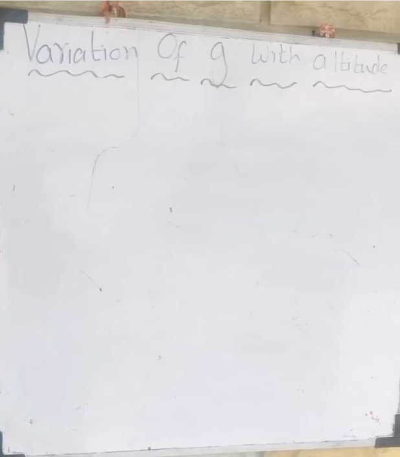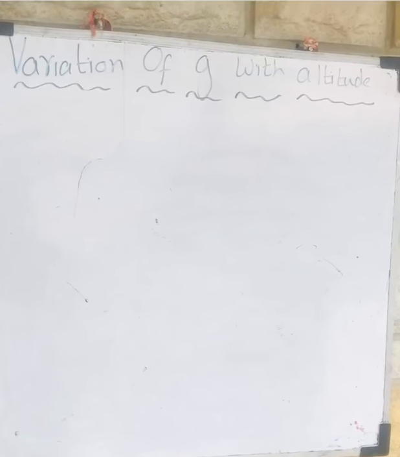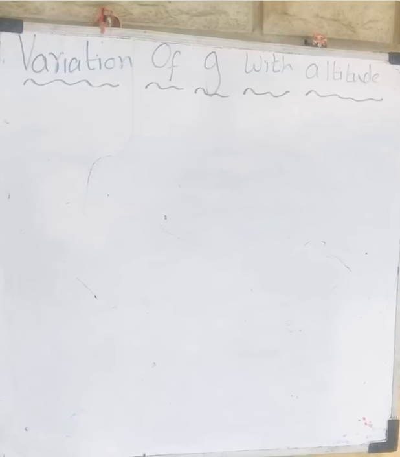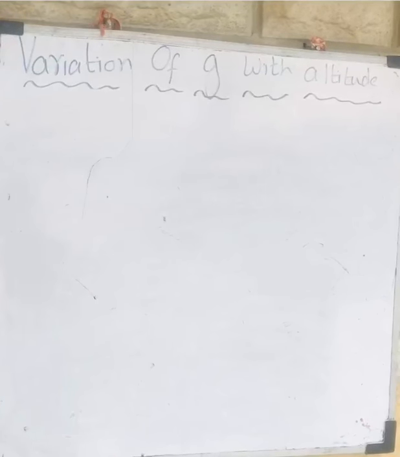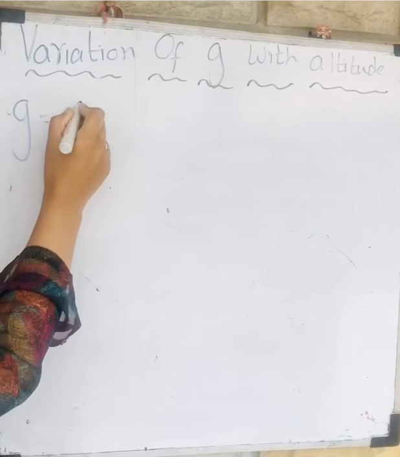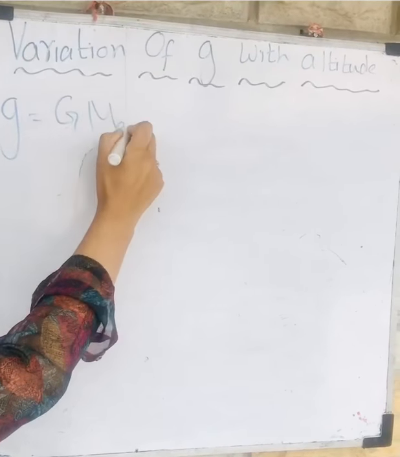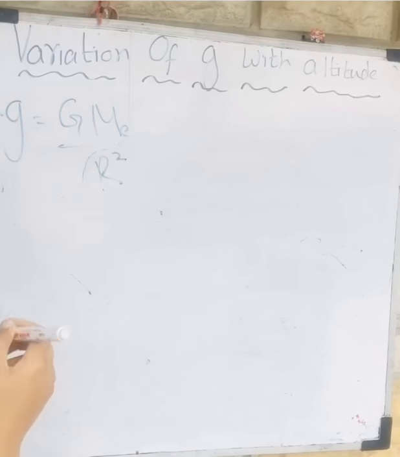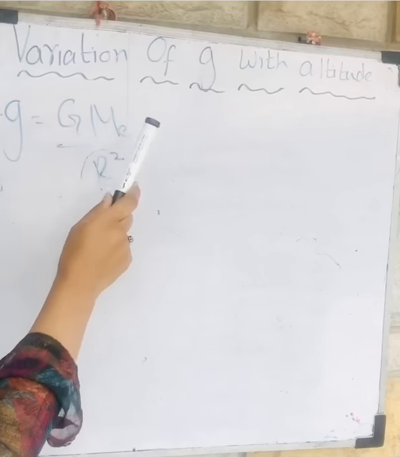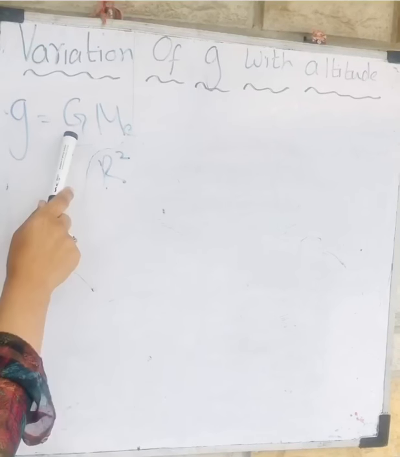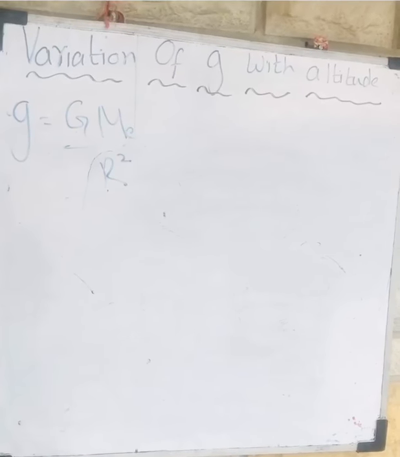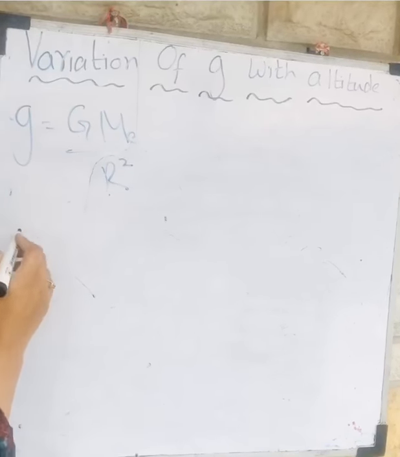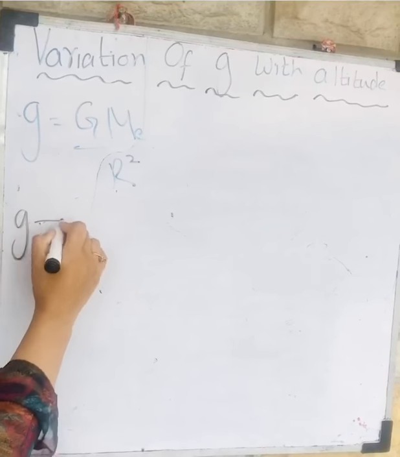Today I want to tell you about the variation of g with altitude. g means acceleration due to gravity. We know that g is equal to G Me divided by R square, where Me is the mass of the earth, R is the radius of the earth, and G is the universal constant of gravitation. According to this formula, g depends on R.